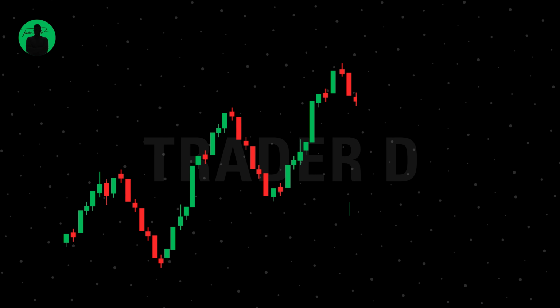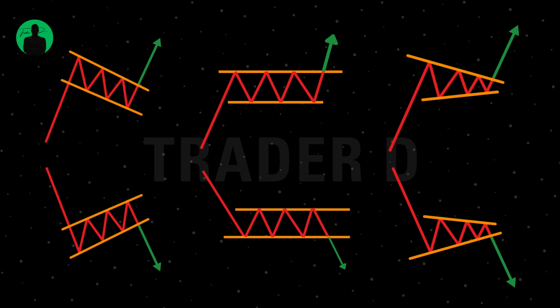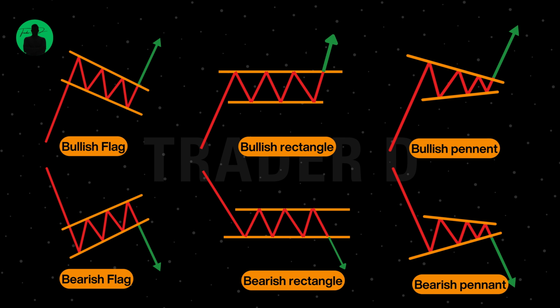As you may know, the market moves in waves with ups and downs. During these fluctuations, specific shapes or patterns often form on the chart, which we refer to as chart patterns. Examples of these include flag patterns, rectangle patterns, pennants, and more. Studies have shown that when these specific chart patterns appear, they tend to repeat historical movements.